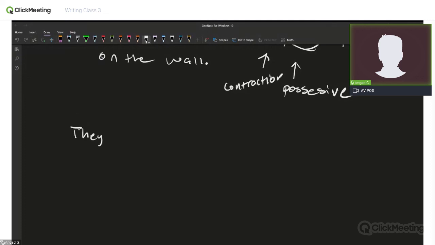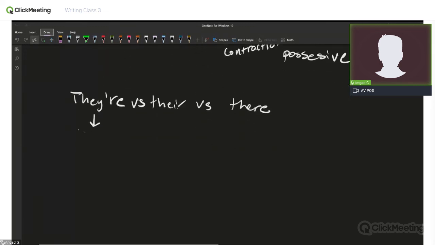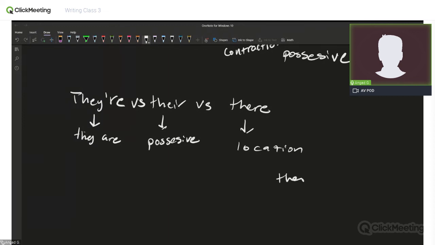The next one is they're versus their versus there. The difference in meaning is this is a contraction for they are. This their is possessive. And this there is like a location. So Jacob put the water bottle over there. We would use this there. The students passed their homework in late. They own the homework. It's their homework. And they are would be like they're going to meet us at the restaurant. They are going to meet us at the restaurant. Right? You guys get that?